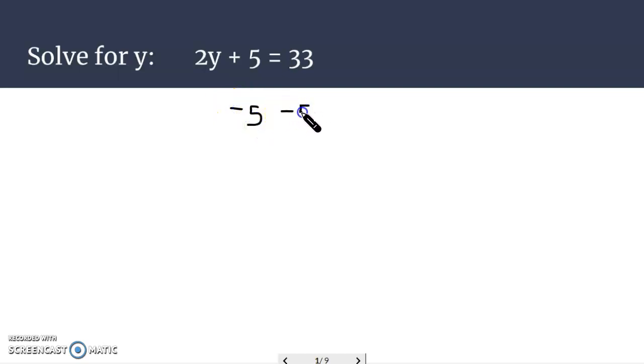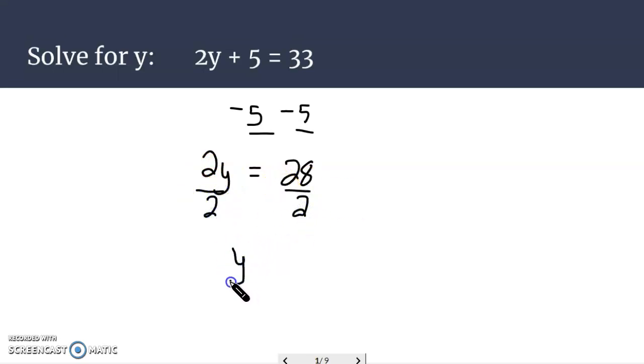I want to be minus 5 here, minus 5 here. So 2y will equal 28. And then notice, to undo this 2, it's 2 times y, the opposite of that is dividing by 2. So I need to divide both sides. Notice I do it to both sides of the equation to keep it balanced. And then our answer is y equals 14.